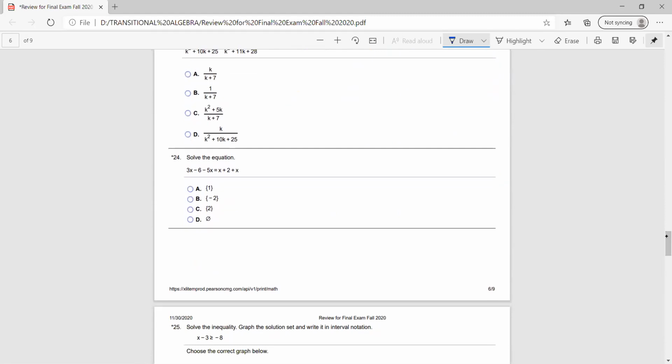Number 24, it says to solve this equation. So the first thing you want to do is get rid of the parentheses if you have them. Second thing you want to do is combine like terms on both sides of the equal sign. So the 3x and the minus 5x could go together. That would be 3 minus 5 is negative 2x, and then plus 2 on this side. Now you want to get all your x's on the same side. So we would add 2x, and we would get negative 6 equals 2. Well, this is just not true.